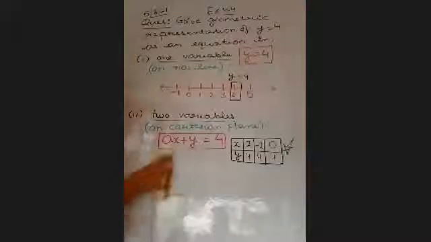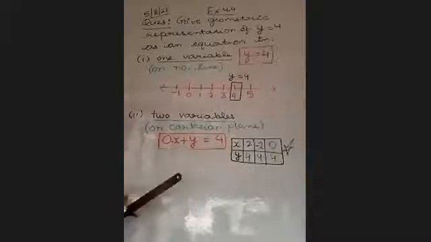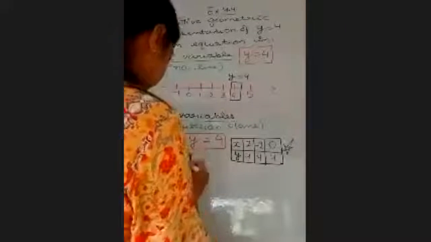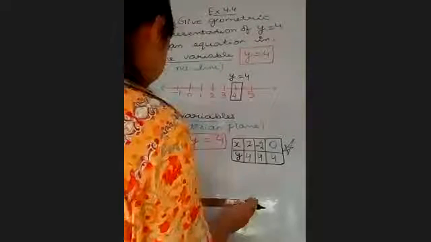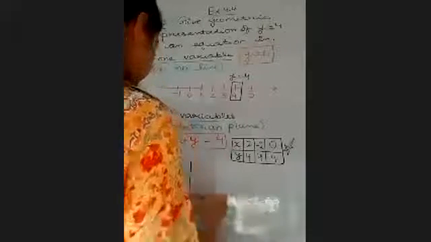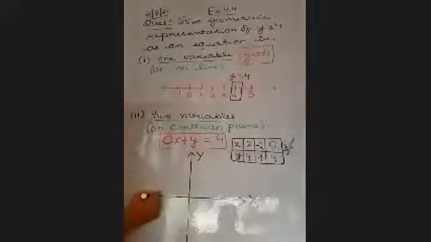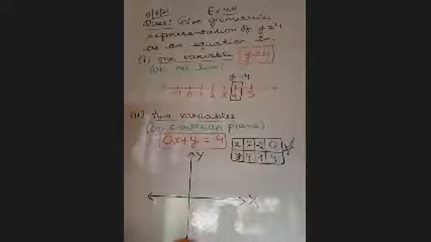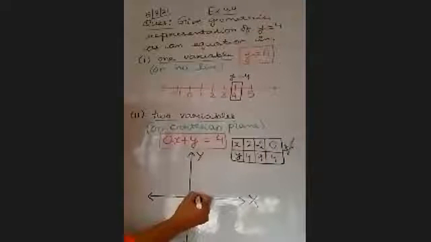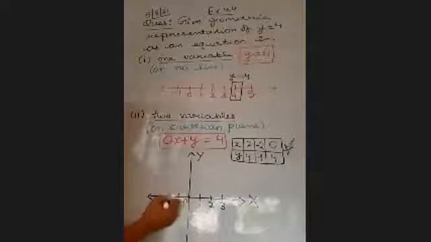Now let us see how the graph comes out to be. Ma'am, I guess it will be a parallel line. Yes, it will be. Let me assign certain values: 1, 2, 3, -1, -2.